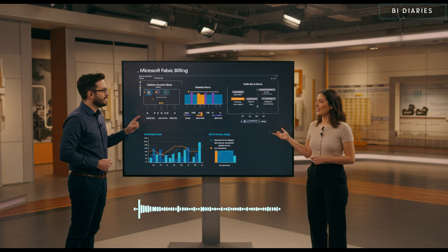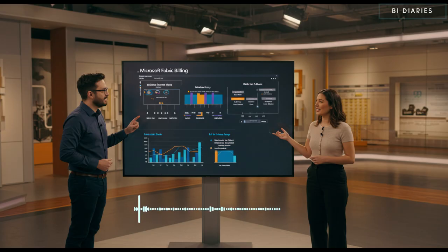Right. And the system groups these into 30-second buckets, so that an F64, earning 64 CUs per second, gets a budget of 64 times 30, which is 1920 CU seconds to spend in each 30-second window. A 1920 CU second budget every half minute for an F64. Okay. And how does this budget work with bursting and smoothing?